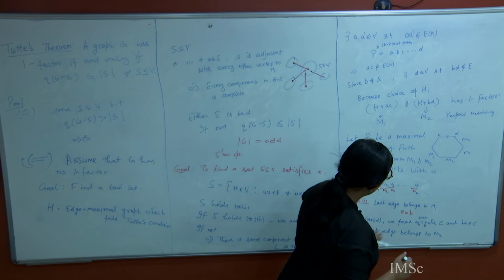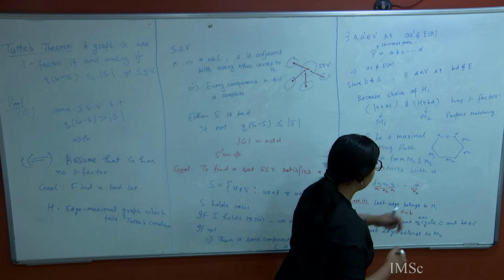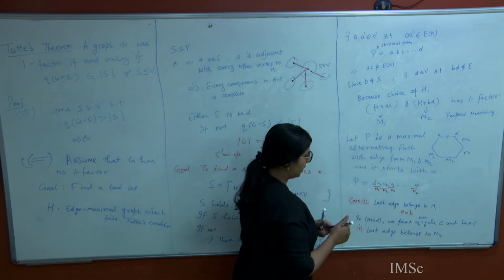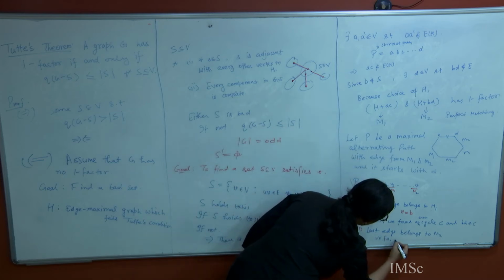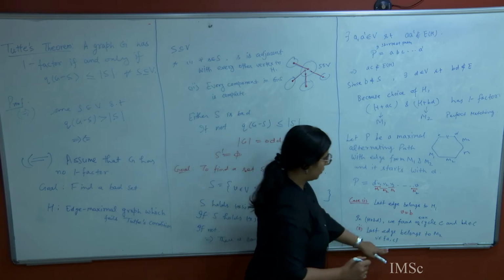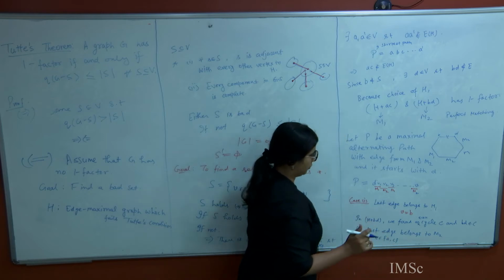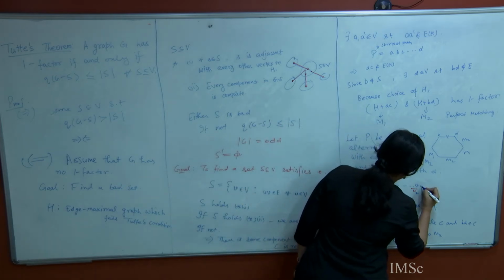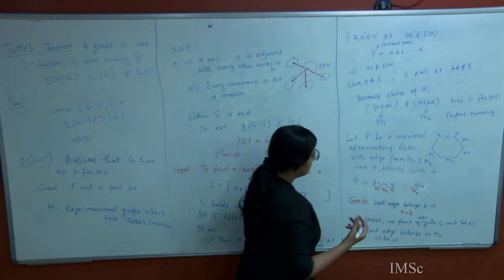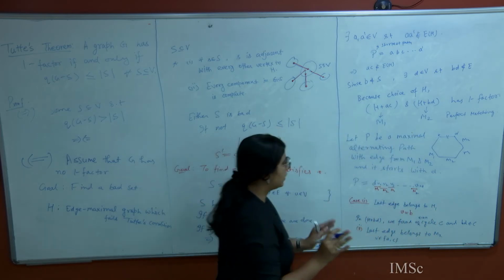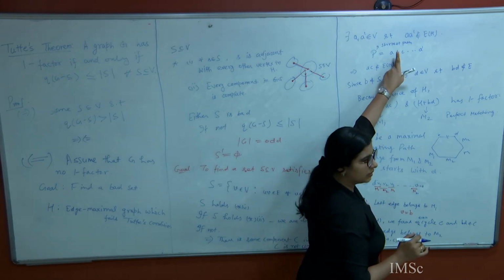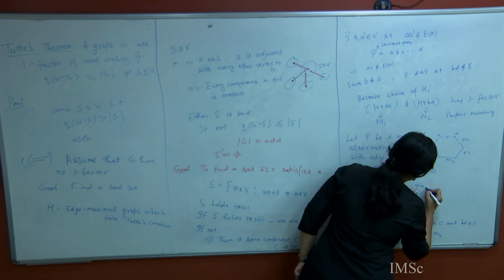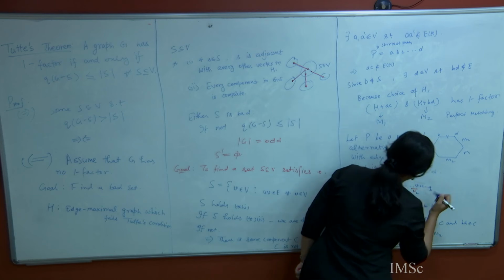Okay, so if the last edge belongs to M2, that means V is not M1 saturated, and so V is either A or C, because only these two vertices are not M1 saturated. So, this is either A or C. So, you take A or C, any one, because both of them are adjacent with B, right. So, A is adjacent with B.